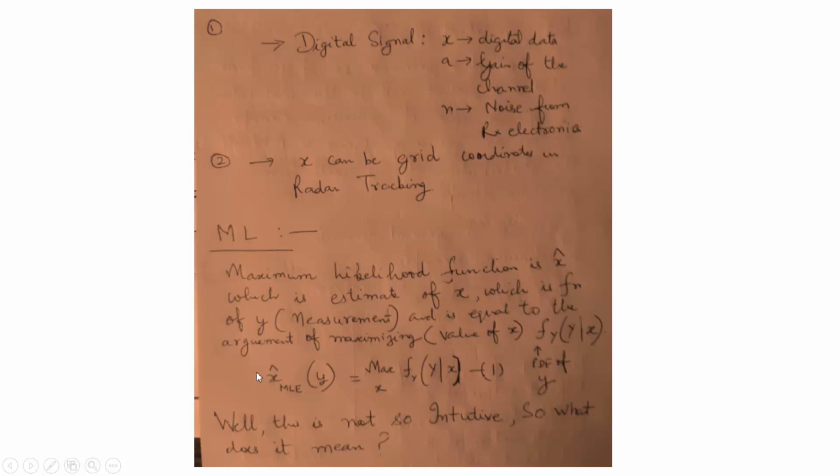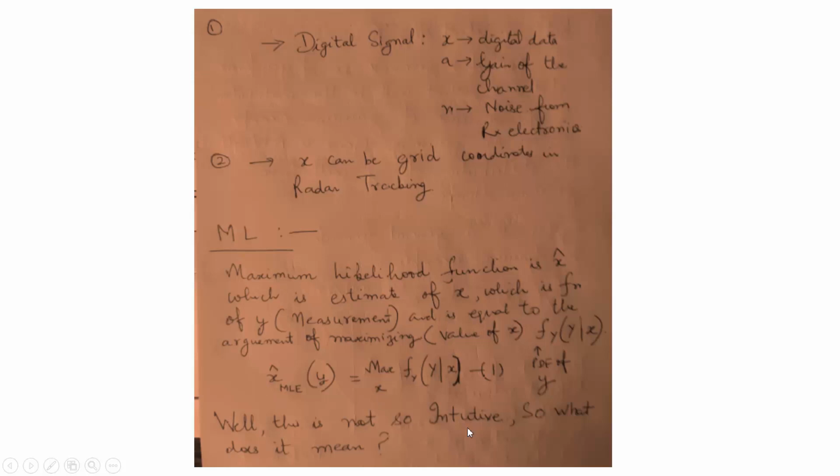So in the case of maximum likelihood estimation, we will represent it with x hat, and it is a function of y, which are the measurements. We have to actually maximize this function for all values of x, and the value of x which gives the maximum of this function will be our estimate. So this is maximum likelihood estimation.